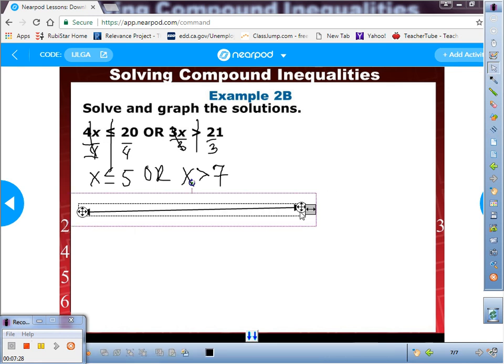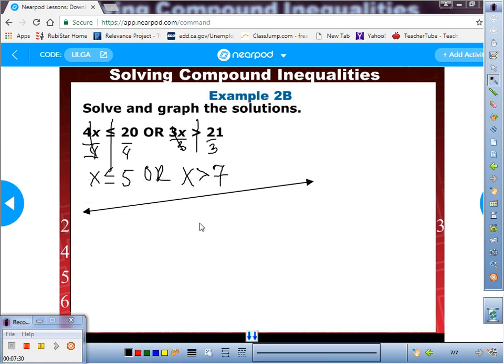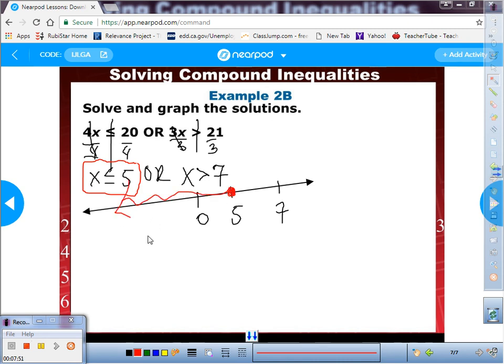It's crooked? Okay, hold on. Let me fix that. There you go. All right, so we got 0, 5, 7. So I'm going to grab this one first. Does it include the dividing point? Yes, solid point. And it says, what numbers are less than 5? Anything to the left. All right, and then from there I'm going to graph this one in blue.